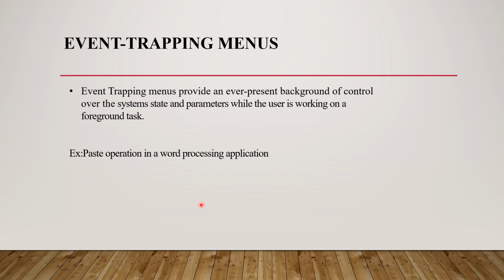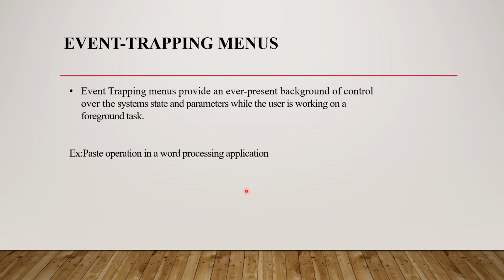Then the last type of menus are event trapping menus. These event trapping menus provide an ever-present background of control over the system state and parameters while the user is working on a foreground task. They are in essence a set of simultaneous menus imposed on hierarchical menus. In a graphical hierarchy, the menu bar and its pull down is an example for event trapping.